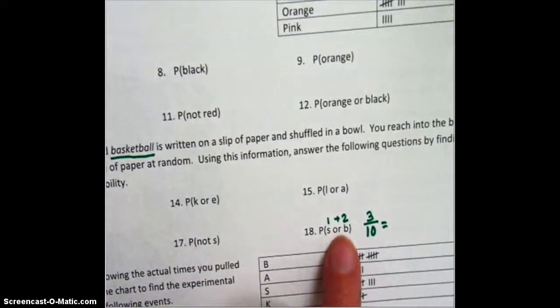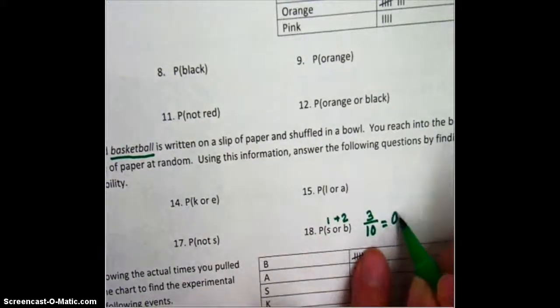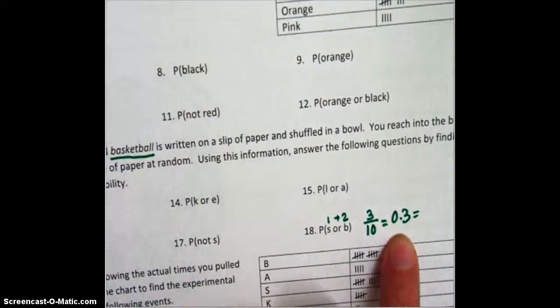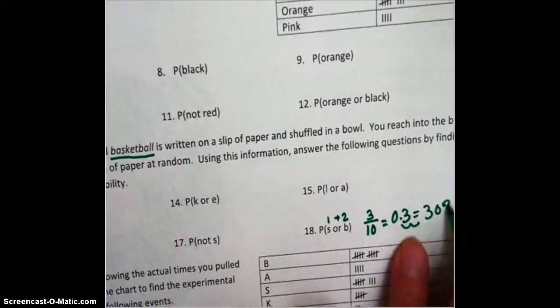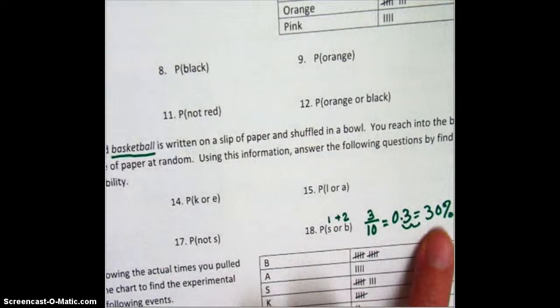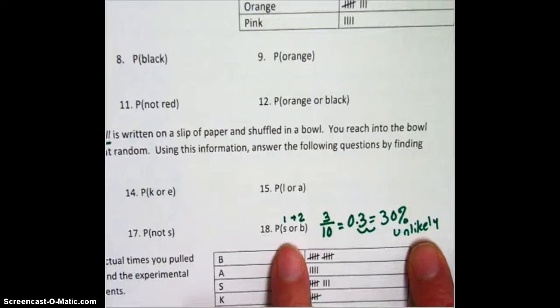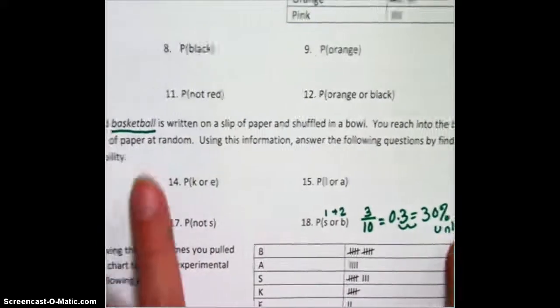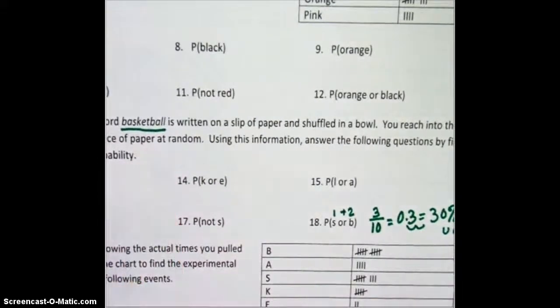We're going to convert that to a decimal. 3 divided by 10 is 0.3. Converting that to a percent, we're going to move that 2 places over, and that's a 30% chance. So we have a 30% chance, which is unlikely because it's less than half. It's unlikely that we're going to pull either an S or a B out of this jar of letters.